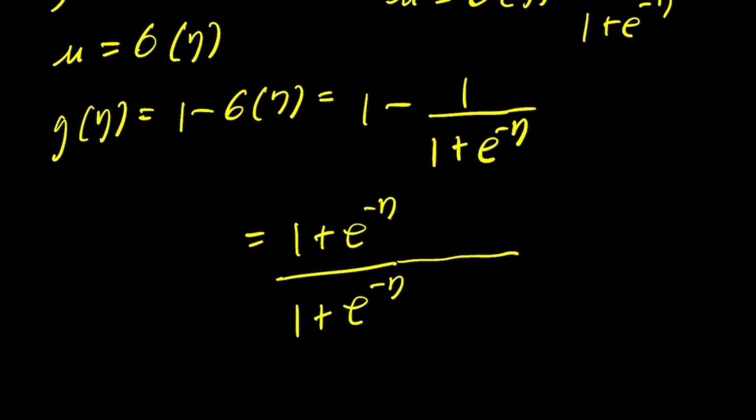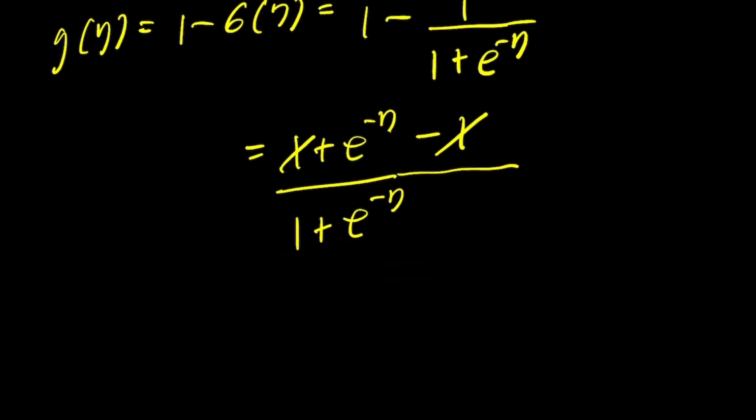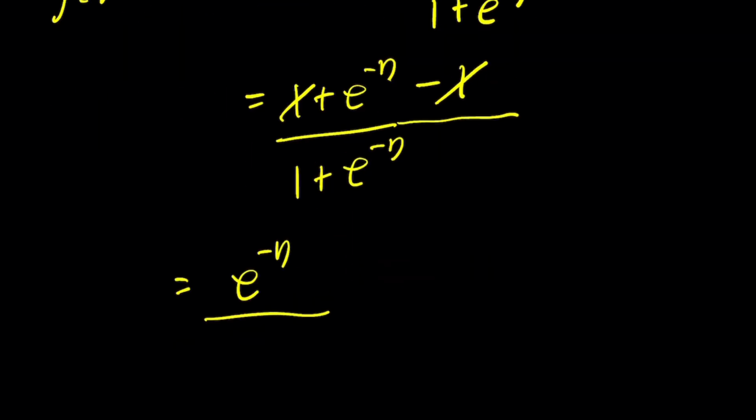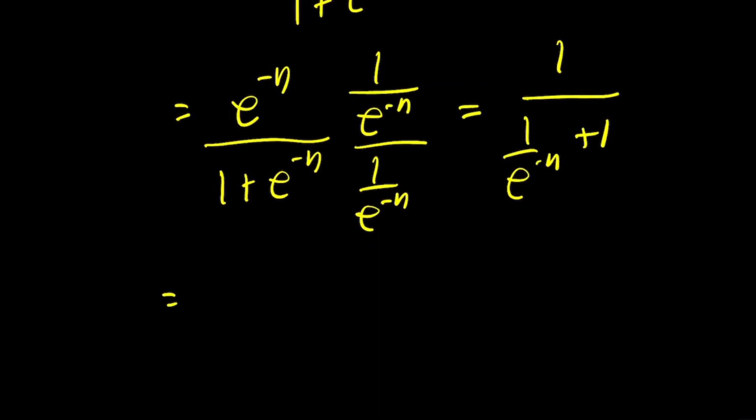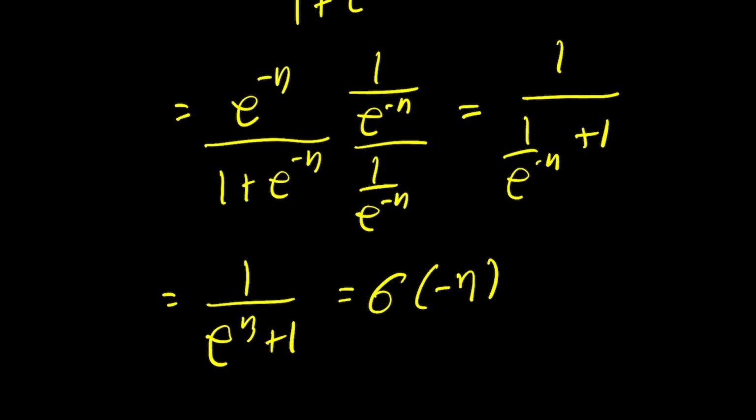Then subtract 1 from the numerator. So we get e to the negative η over 1 plus e to the negative η, and then divide the numerator and denominator by e to the negative η, such that what we get is 1 over e to the η plus 1, where η is your natural parameter, which is equivalent to the logistic sigmoid of negative of your natural parameter. And this is g of your natural parameter.